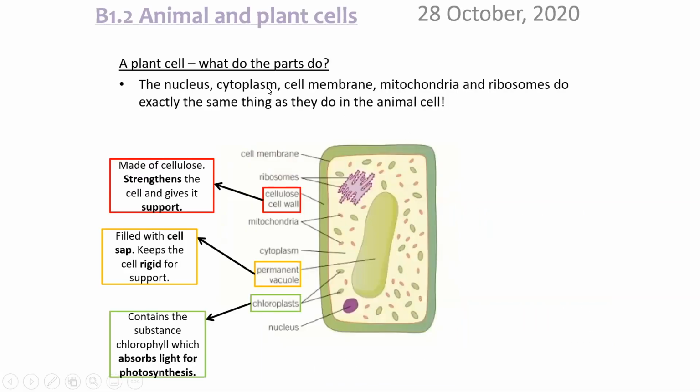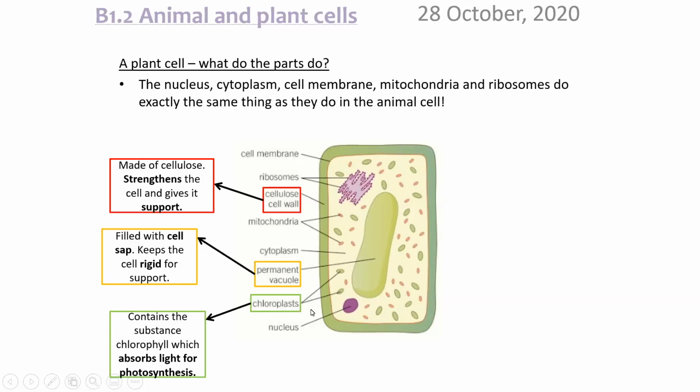Okay, so plant cell, what do the parts do? The same thing as before. We go back. The cell wall, made of cellulose, strengthens the cell and gives it support. So you think about a tree, it needs a bit of support, doesn't it? It's a huge thing. We've got the vacuole filled with cell sap, which keeps the cell rigid for support. Think about plants, if you don't water them, they wilt. So the vacuole is mainly cell sap, which is mainly water, and it's to keep them upright.